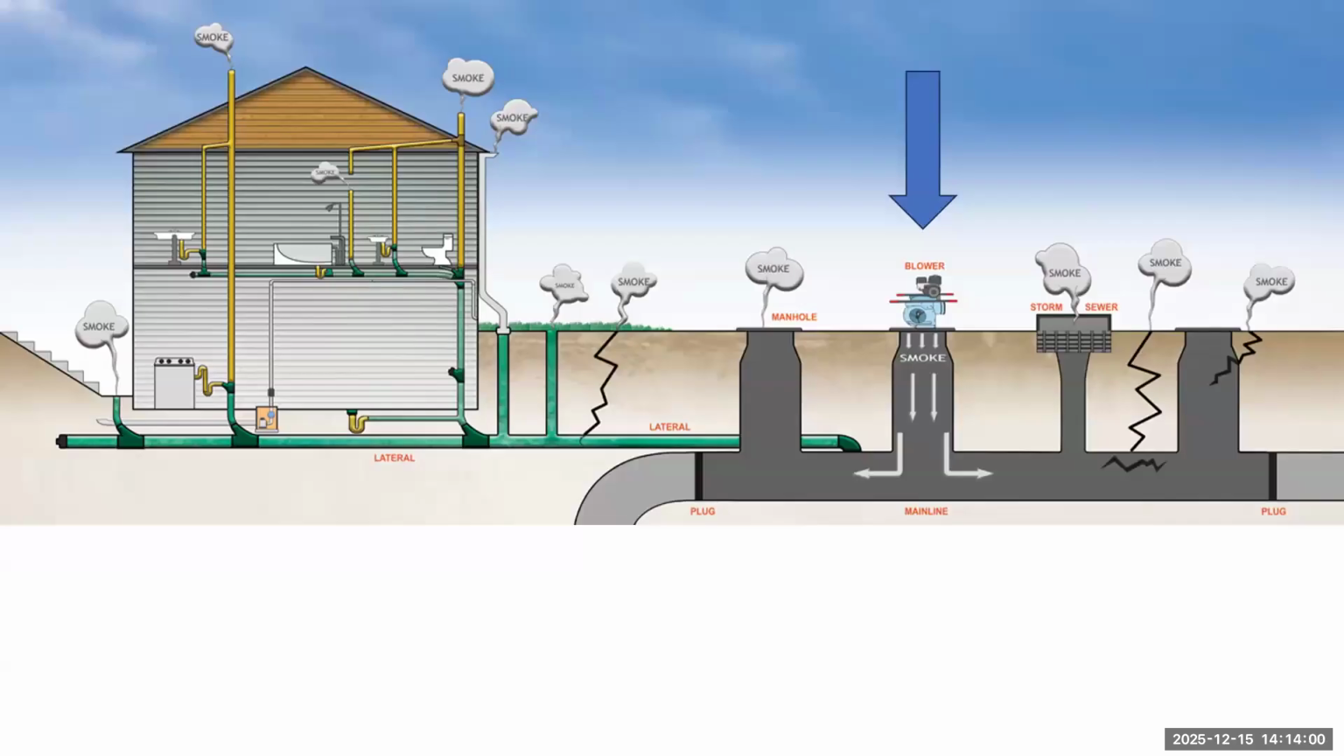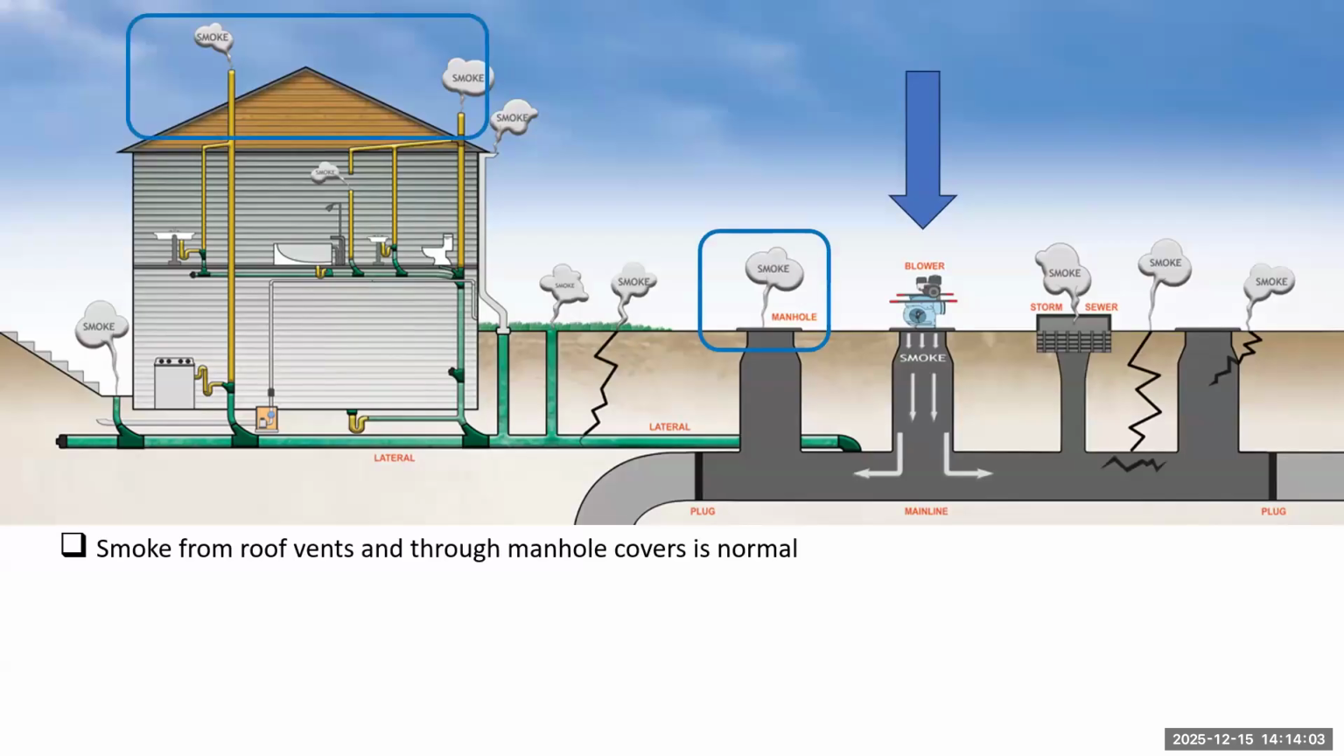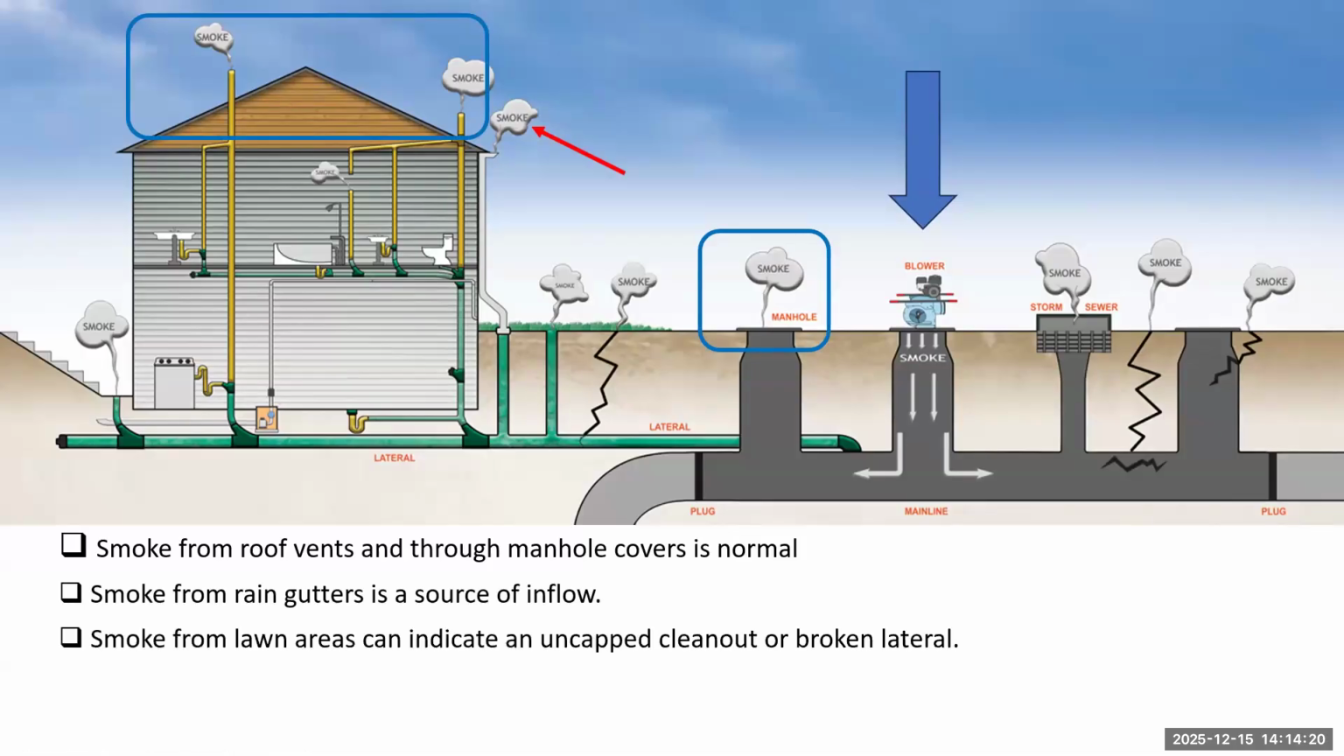Here's some examples of what you might see when you run a smoke test. First of all, would be smoke coming out of roof vents and out of the tops of manholes. That's normal. That's nothing wrong with that. You'll likely also see some smoke coming from some rain gutters. That's a source of inflow. And if you see smoke from lawn areas, it could mean some kind of interconnection or maybe just an uncapped cleanout. It could also be a break in the lateral, the lateral that's serving that home.